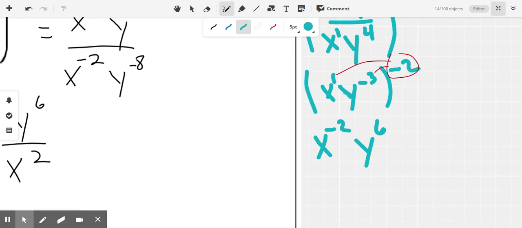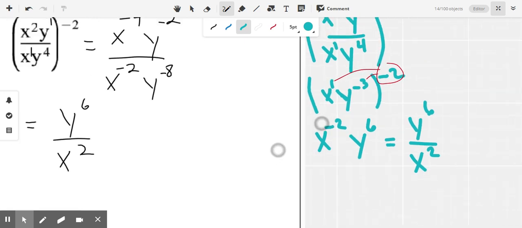Now, I can't leave that because I have a negative exponent. I only have to move the base that has the negative exponent, which means I only have to move the x. So the y to the 6th is going to stay in the numerator, and the x squared is going to go to the denominator to get rid of that negative. All right. So that's sort of all the things that go into this.